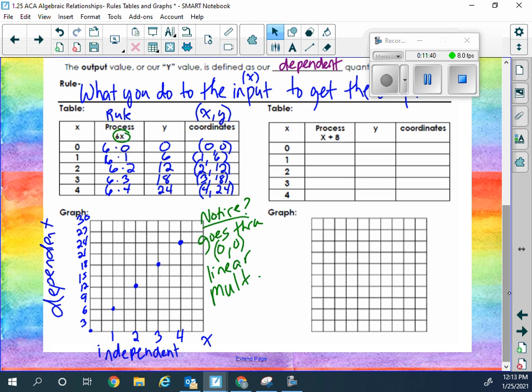Okay, let's look at table 2. Table 2, okay? This time, our process or rule is x plus 8. So that means we're going to take 0 plus 8 to get the y, which would be 8, which makes the coordinate 0, 8. 1 plus 8 would be 9. So that would be 1, 9. Okay, go ahead and finish it out.